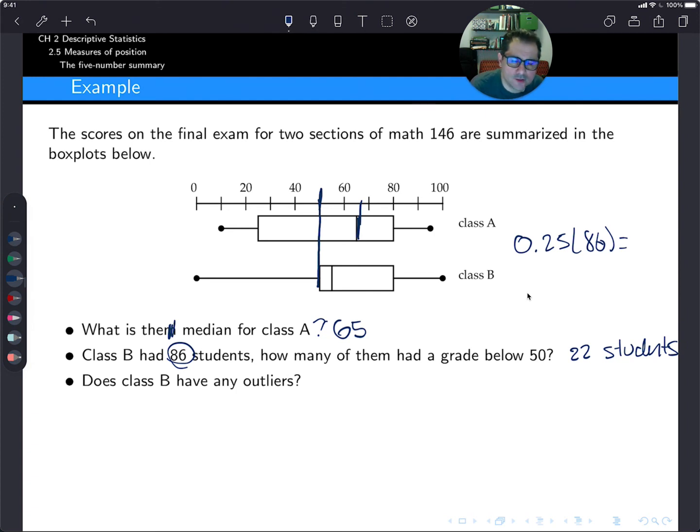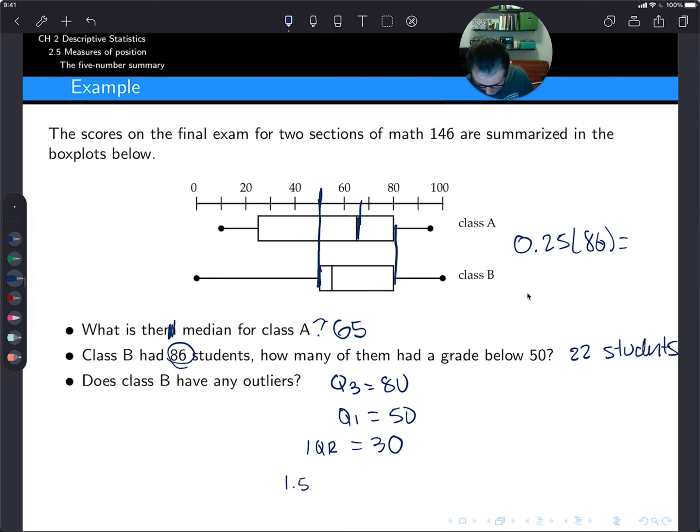And the third question is saying, does class B have any outliers? Well, class B, let's see. The Q3 is 80, right? The Q1 is 50. So the IQR is 30. So 1.5 times the IQR is 45. Do I have any outliers?